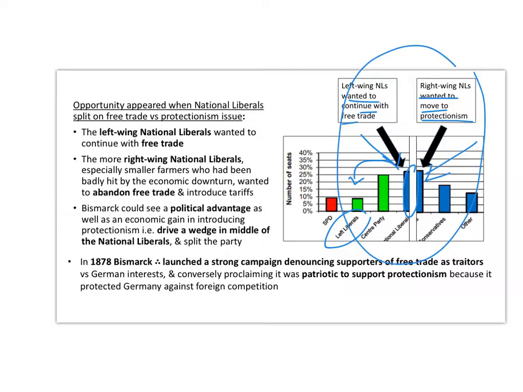So Bismarck launched a strong campaign against the group on the left, because he said any group who wants to support free trade is basically saying cheap goods from abroad can come into Germany. That's unpatriotic. It's weakening our country, because anything left wing is international, and so the left wing National Liberals, Bismarck was lumping them in with the SPD as being internationalist and therefore being unpatriotic, not supporting the newly created Germany.